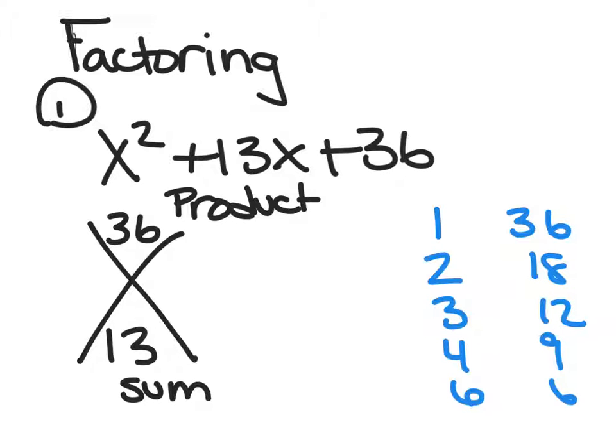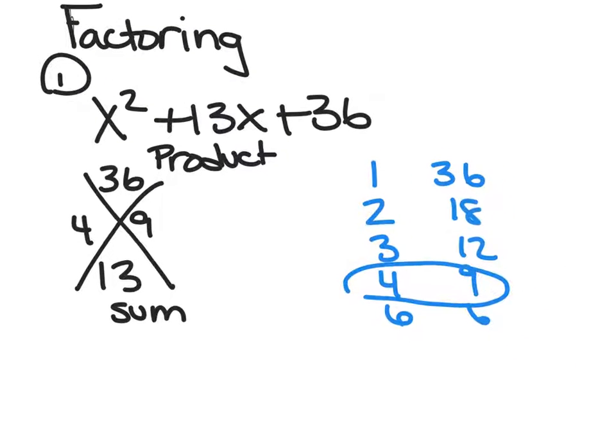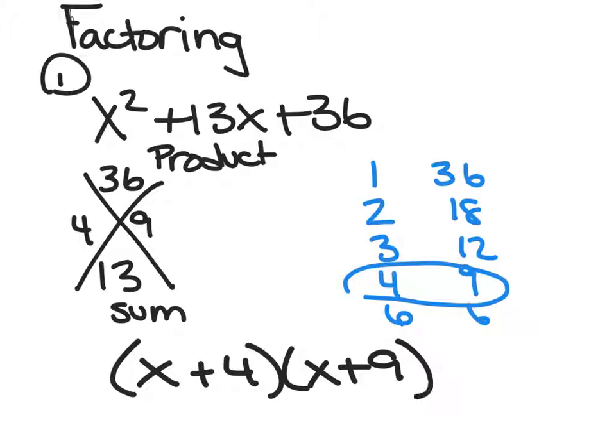So as we scan through this list, we're trying to see if we have a combination that's going to add up to a positive 13. So the only one that will work is the 4 and the 9. The rest of them are either too large or too small. The combination then gets placed on either side. So now we can just write out our final answer of x plus 4, x plus 9. And then you're done with this problem.